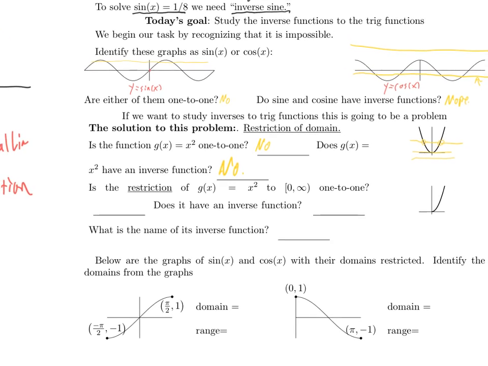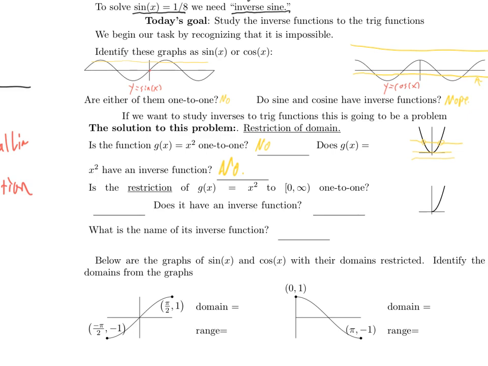But somehow, if I asked you what's the inverse to x squared, you would have an answer, right? You would say the square root is the inverse to x squared, even though that's technically not quite true. Let's remember where the square root function comes from then.